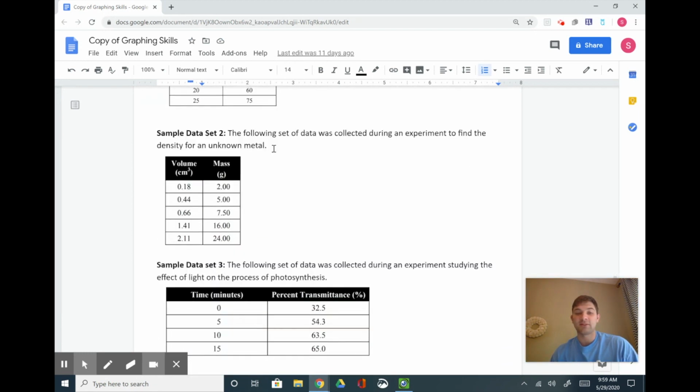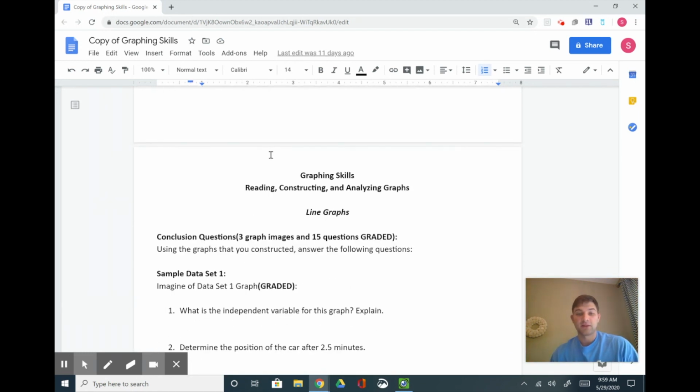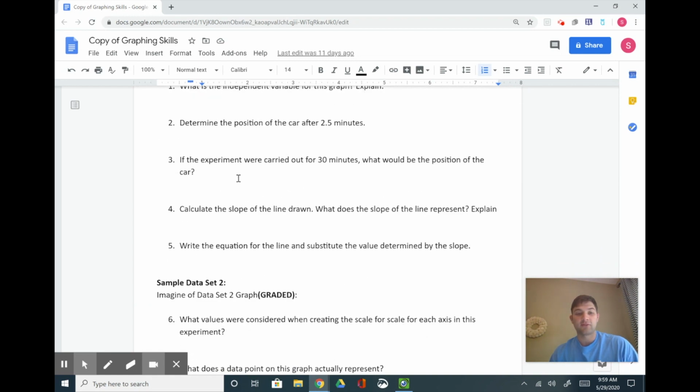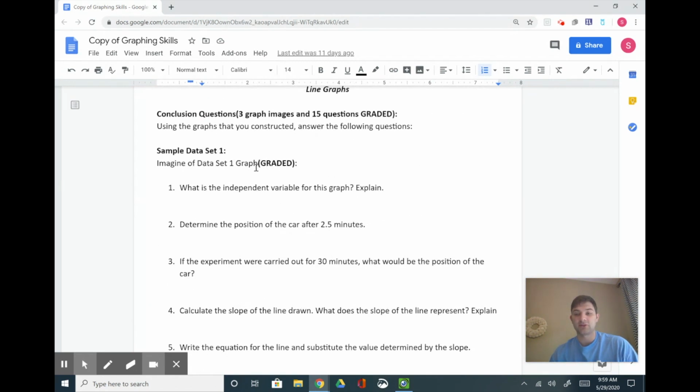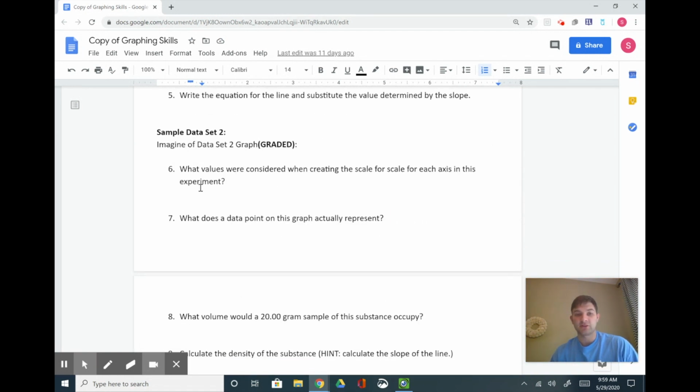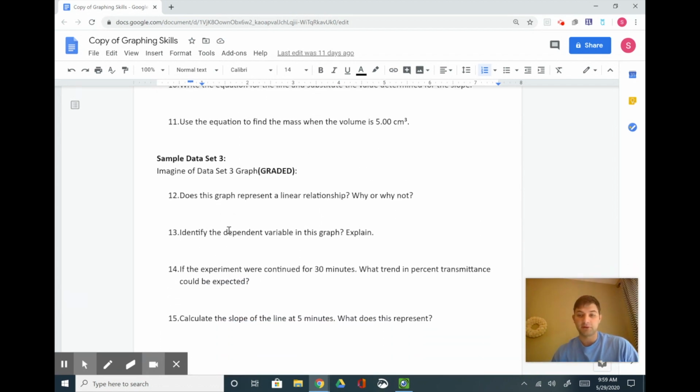When you're graphing these, this is where you're going to insert them. For sample data set 1, you have 5 questions. You're going to insert the picture of the sample data set 1 graph right here, above these questions. Same thing for number 2, sample data set 2, put the second graph here, and for 3, put it right here.